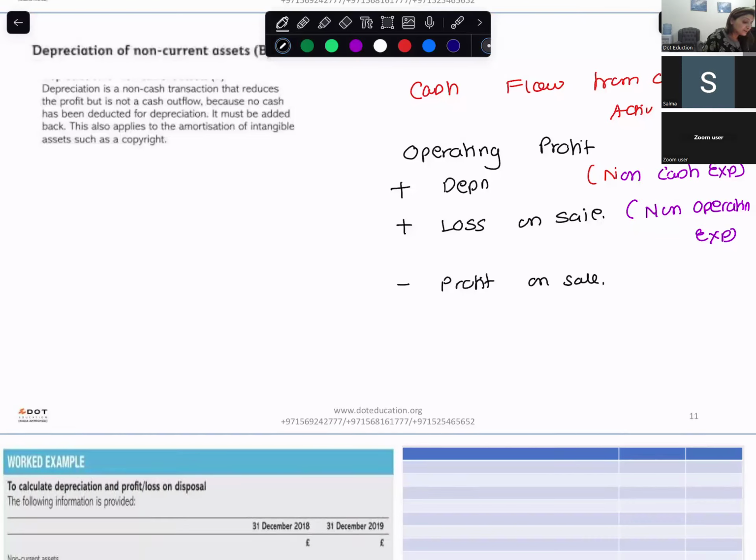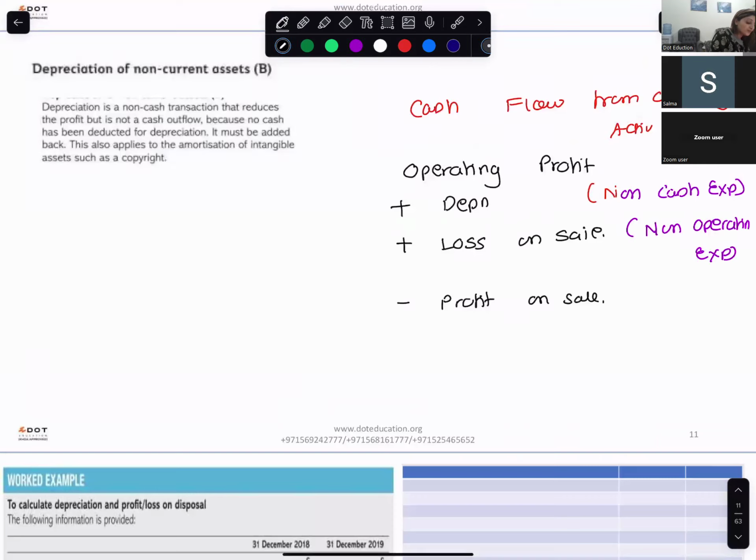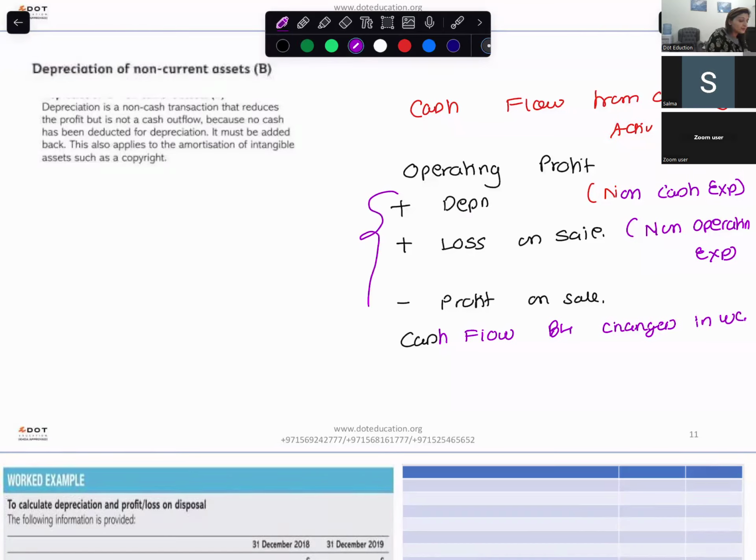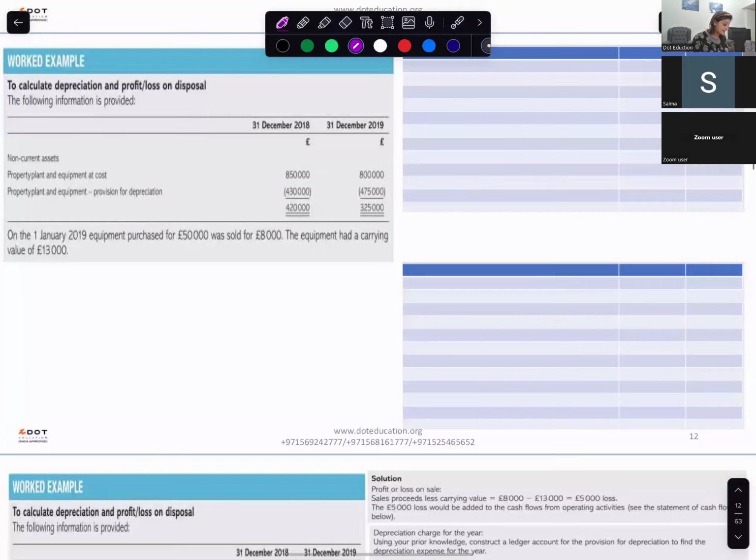So what will you get when you do that? You will get cash flow before changes in working capital. So now we are going to find how to calculate depreciation for the year, or the profit or loss on sale of asset. Are you with me? Now, our target for today is to calculate depreciation or profit or loss on sale of asset.